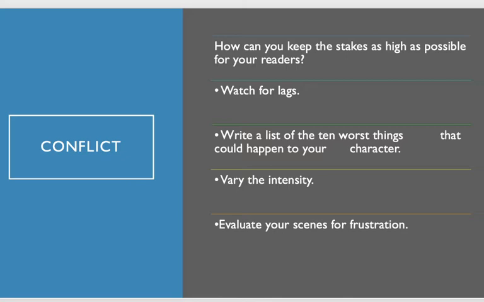And then evaluate your scenes for frustration. Take a glance at your outline and make note of what is frustrating the character in each scene. If you can't find a frustration, or if the source of the frustration seems weak, go back to your list of 10 worst things, and use that to start bolstering the frustration.